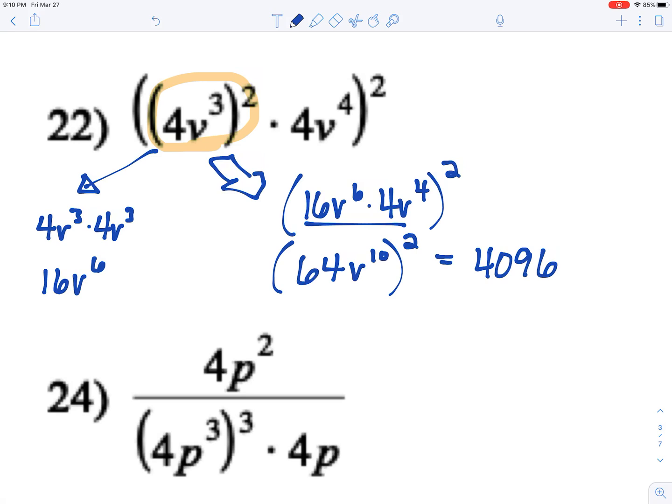V to the power to a power here means v to the 10th squared means v to the 10th times v to the 10th. That is v to the 20th. 4,096 v to the 20th.